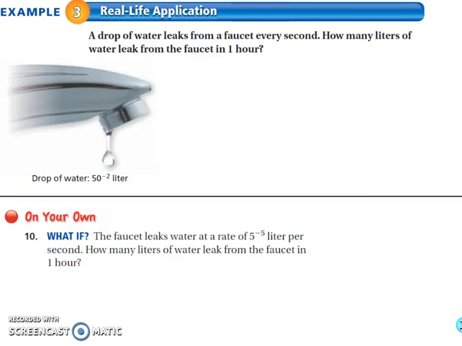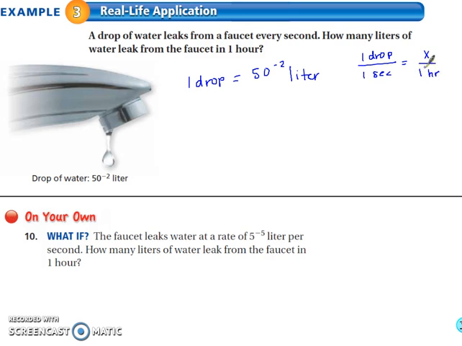In example 3, we have a drop of water leaking from a faucet every second. We want to know how many liters of water leak from the faucet in 1 hour. So 1 drop is equal to 50 to the negative second liters. We want to know how many drops leak from this faucet in 1 hour. So if 1 drop leaks from this faucet in 1 second, we want to know how many drops leak from this faucet in 1 hour.